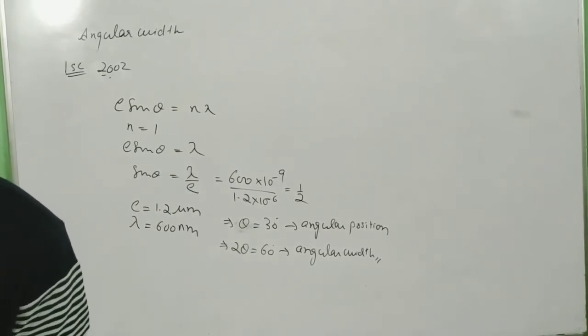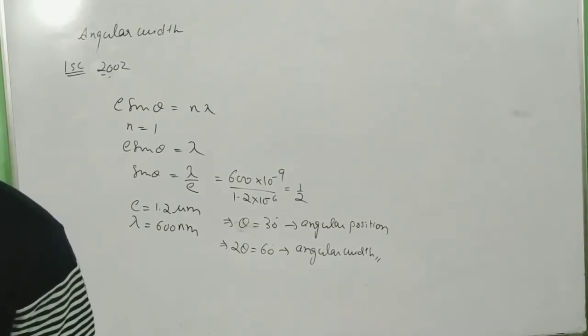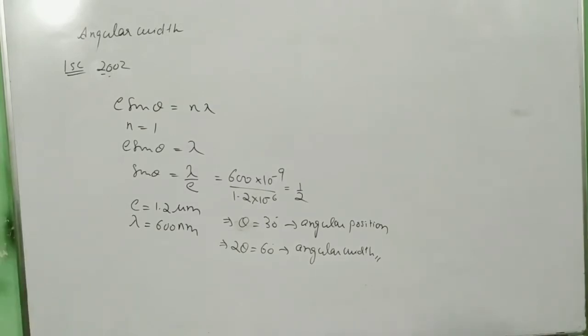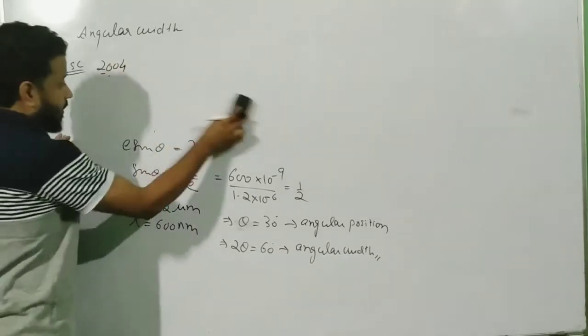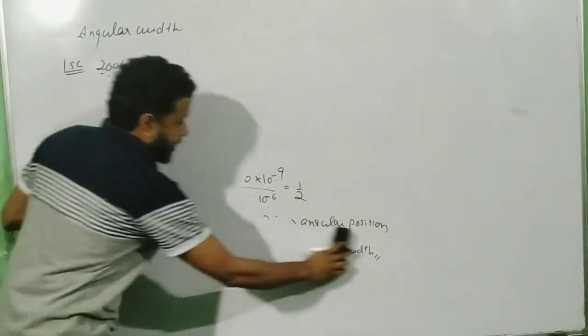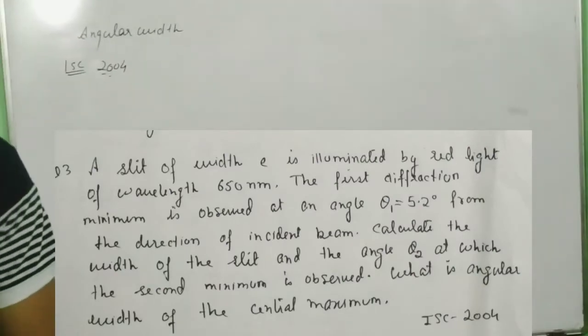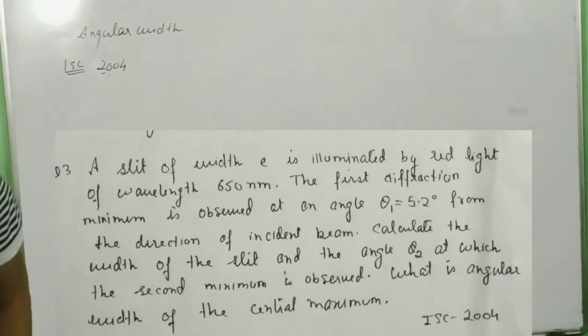And this I will take from the year 2004. Okay, so this I am using 2004. Let's have the question again. In 2004, they asked: a slit of width e is illuminated by a red light of wavelength 650 nanometer. The first diffraction minima is observed at an angle of 5.2 degree. See, this angle is 5.2 degree.